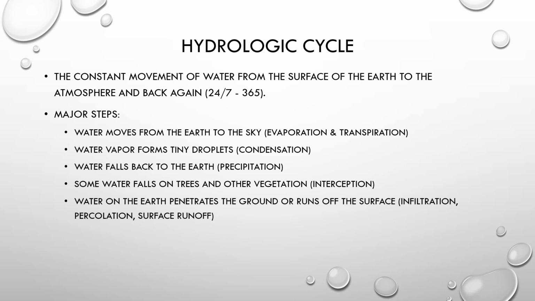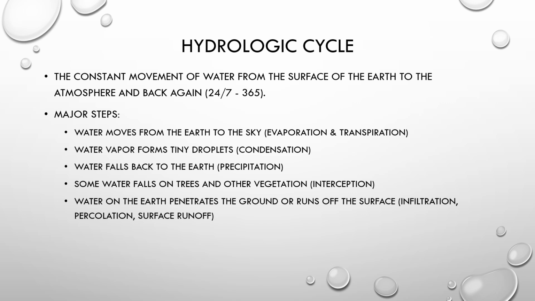So the major steps of the hydrologic cycle are that water will move from the earth to the sky through evaporation and transpiration. Evaporation is the water that turns into a vapor and then returns to the atmosphere. And then transpiration is what takes place on vegetation. So when you see your vegetation go from green to brown, that is the process of transpiration. Water vapor will form tiny droplets known as condensation. Once you have enough condensation, that will turn into precipitation in the form of rain.